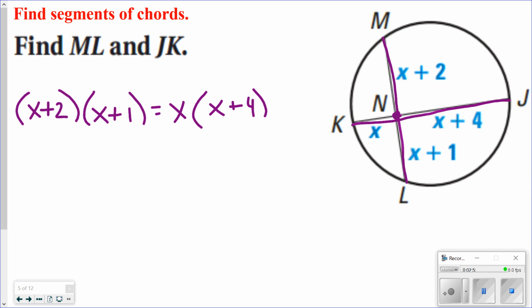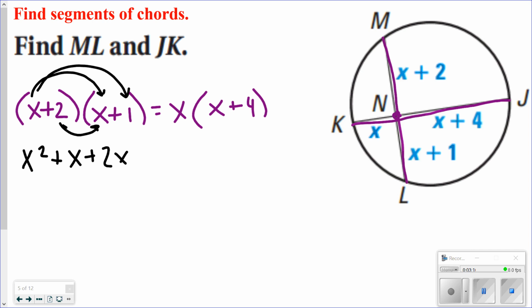Now the goal here is to solve for x, so I need to simplify this by FOILing. So x times x is x squared. X times 1 is 1x. 2 times x is 2x. And then 2 times 1 is 2. That's going to be equal to. And then on this side of the equal sign, I'm just going to distribute that x inside the parentheses. So x times x is x squared. And x times 4, we get 4x.